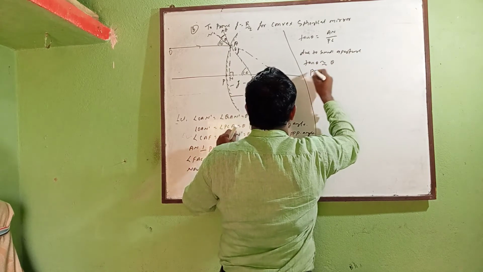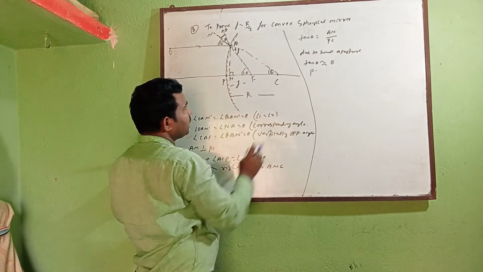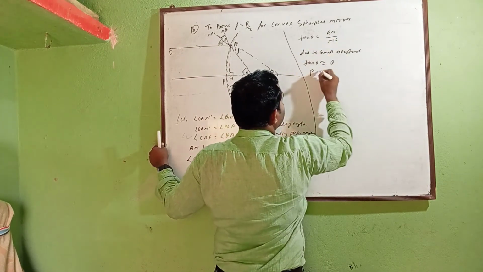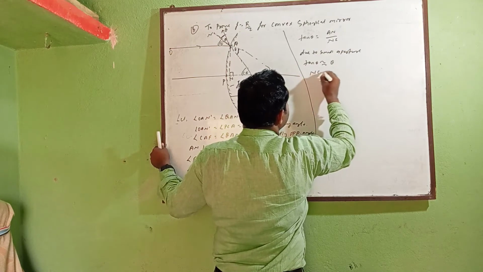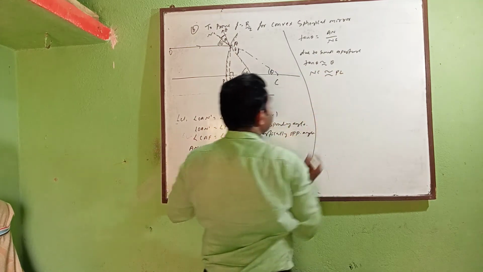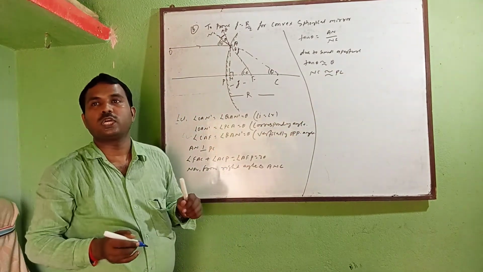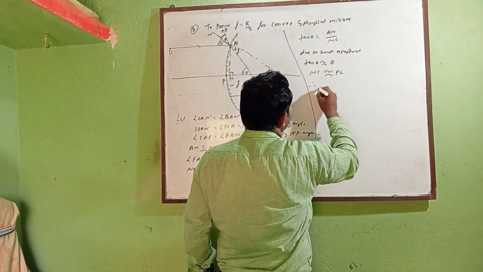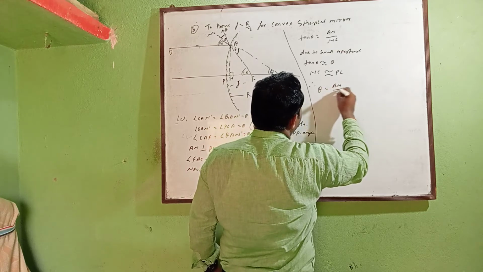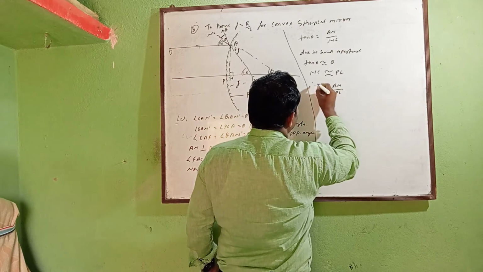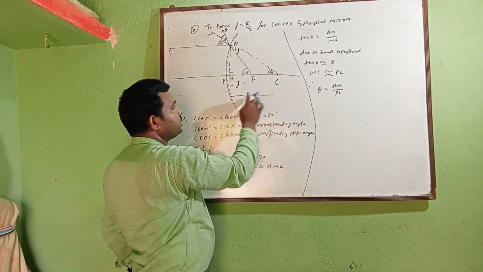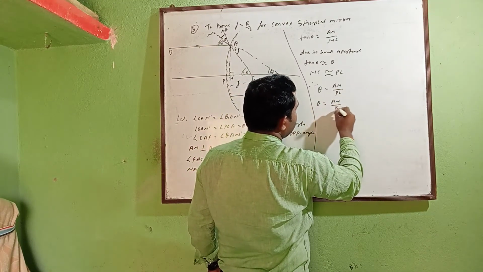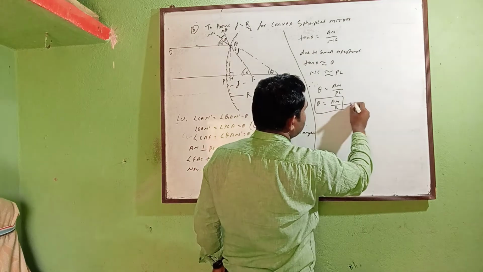And PC, what can you write? From the right angle triangle, in place of PC you can write NC, because NC is approximately equal to PC. Why? Because all the distances are measured from the pole. Therefore, theta equals AN by PC. And what is the value of PC? PC is equal to R. That means theta equals AN by R. This is equation first.